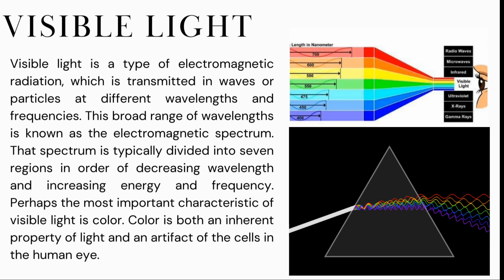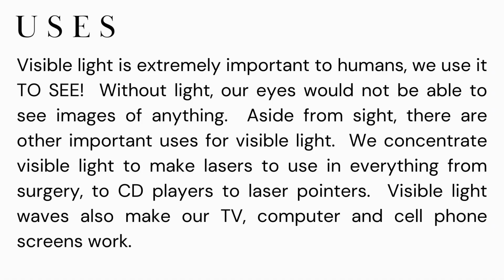Perhaps the most important characteristic of visible light is color. Color is both an inherent property of light and an artifact of the cells in the human eye. Visible light is extremely important to humans. We use it to see. Without light, our eyes would not be able to see images of anything.